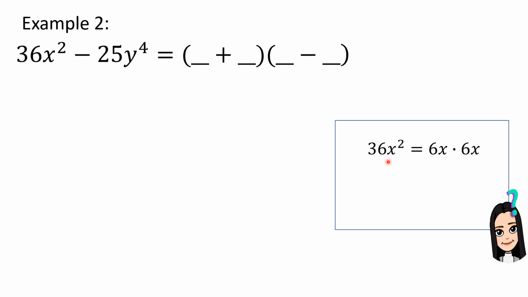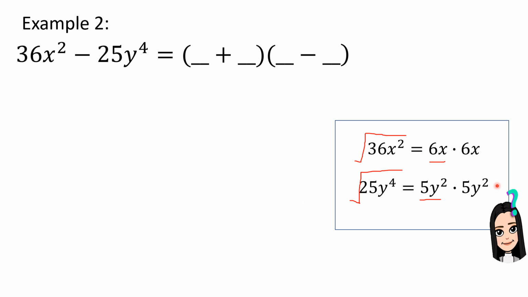Okay, so for 36x squared, the factors are 6x times 6x. Then the factors for 25y exponent of 4 are 5y squared times 5y squared. Another idea to get 6x is to take the square root of 36x squared, and also take the square root of 25y exponent 4. That is another way to find 6x and 5y squared.